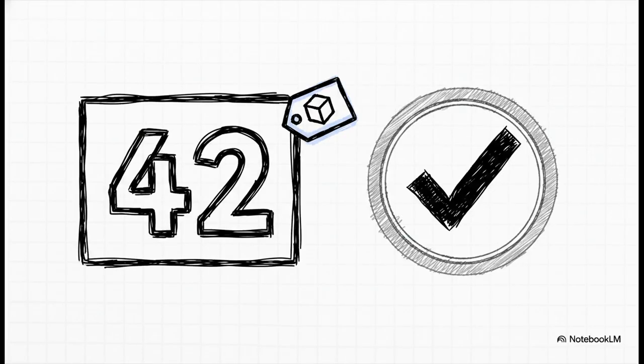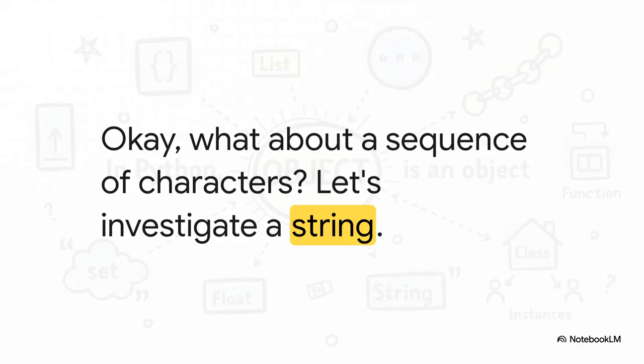So, there you have it. The evidence is pretty clear. Case closed on this one. Even a simple number in Python is an object. All right, numbers are objects. Got it. But what about text? You know, like a string? Let's see if the rule applies there too.